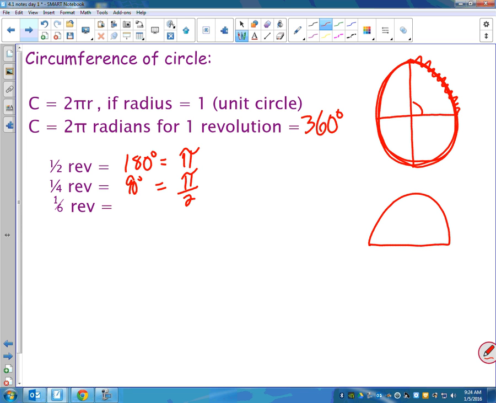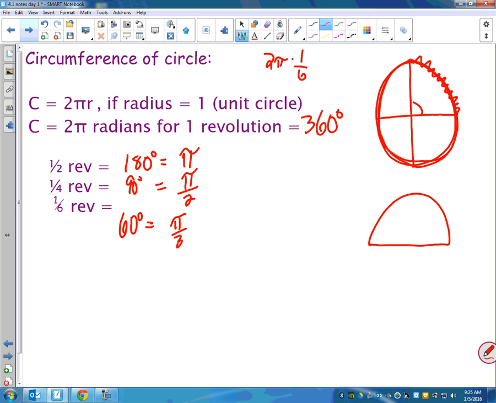And then I'll just do another one in there. 1/6 of the way around, right? What would 1/6 of 360 be? 6 goes into 360 how many times? And what would 2 pi times 1/6 equal? That would just be pi over 3 radians.